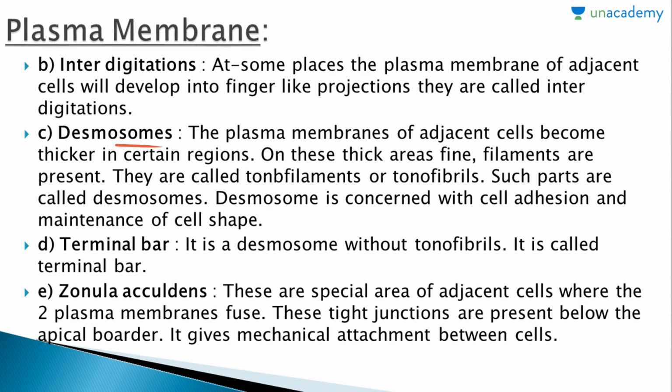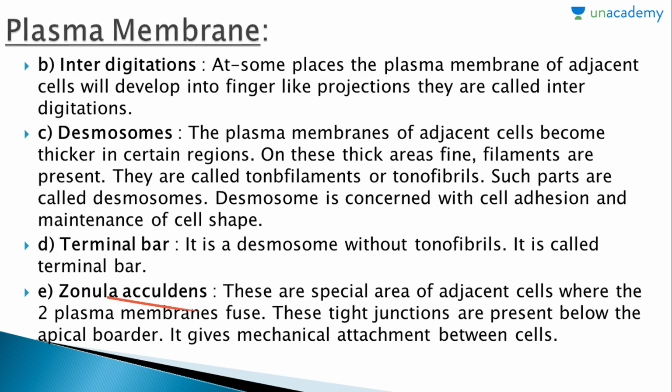The desmosomes. The plasma membrane of adjacent cells becomes thicker in certain regions. On these thick areas, fine filaments are present. They are called tonofilaments or tonofibrils. Such parts are called desmosomes. So the desmosome is concerned with cell adhesion and maintenance of the cell shape. Terminal bar. It is a desmosome without tonofibrils. It is also called the terminal bar.